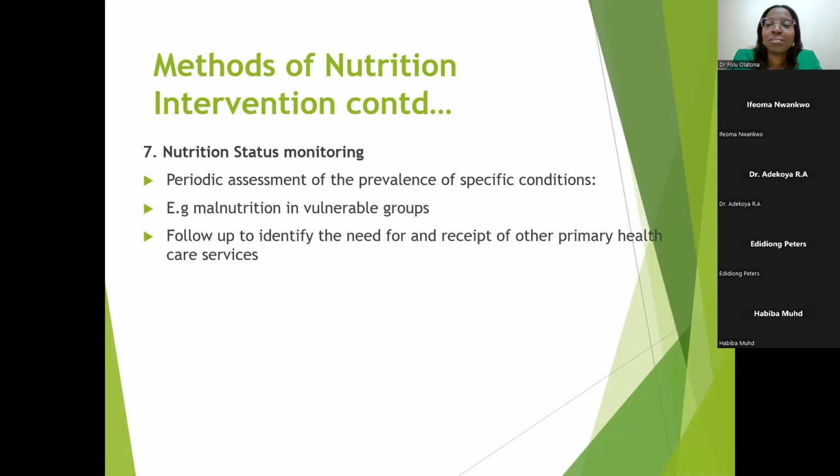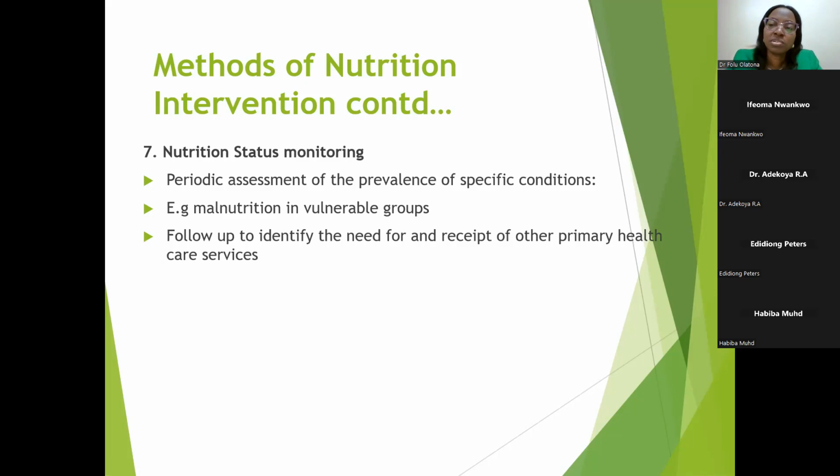There was a time that I couldn't afford to be taking oats, the old-fashioned oats, all the time. But now I can take it and it's helping me to control my weight, to maintain my weight. So income is very important. And then nutrition status monitoring. Periodic assessment of the prevalence of specific conditions.